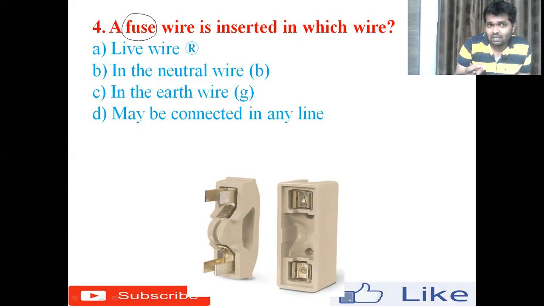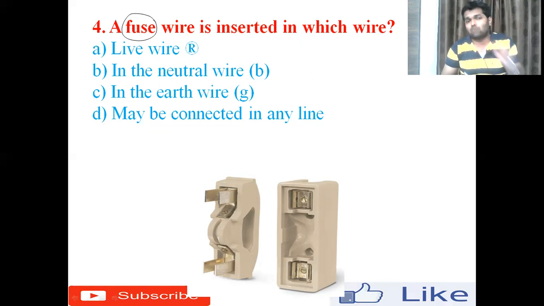Generally, there will be 3 types of wires in electric circuits or electric networks. First one is live wire, option B is the neutral wire, option C is the earth wire, option D may be connected in any line or on any wire. As I said, our domestic circuits contain 3 types of wire. Live wire is the main wire, where the main current flows. Option B, neutral wire. Neutral wire will carry the current back to the source from where we are getting the electricity, maybe the power station.